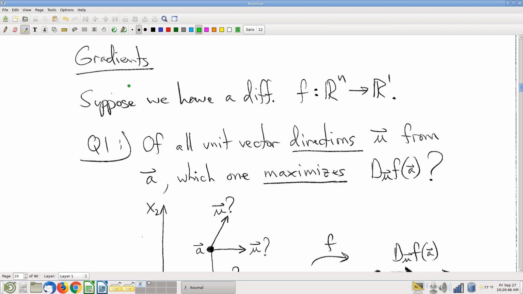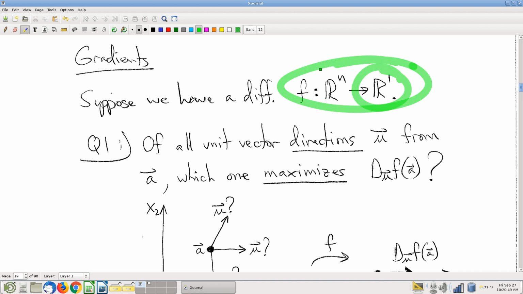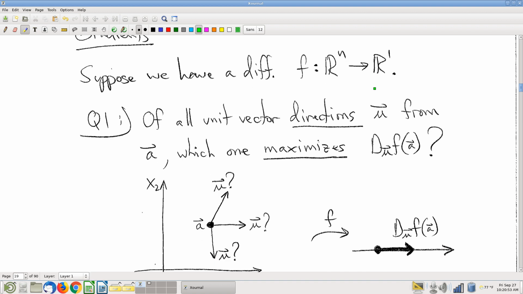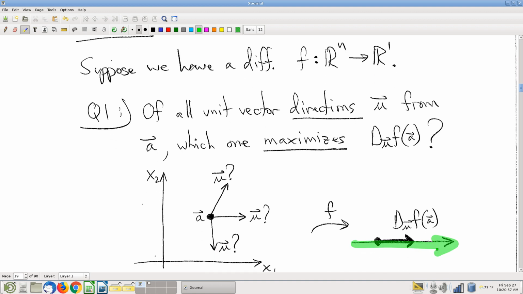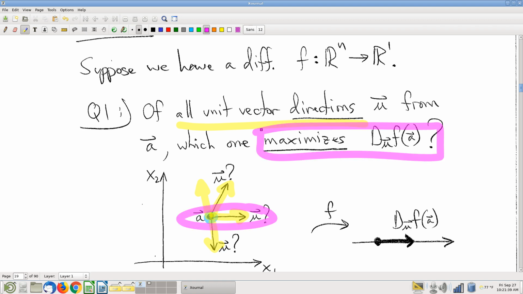So, remember, we're looking at real valued functions, right? And we're going to ask a reasonable question here, which is, we've got this real valued function, looking at these real valued outputs. Suppose I am sitting at this point in the domain, and I would like to consider all of the different directions along which I could move from that point. Of all these different directions that I can move from that point, which one makes the function change the fastest? Right? So we're looking for one of these vectors. I don't know which one it is. It makes the directional derivative as large as possible.